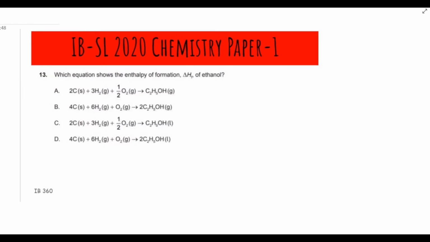In the next question, we need to identify the enthalpy of formation reaction of ethanol. For any enthalpy of formation reaction, only one mole, or only one molecule, of product should be formed. So by that logic, option B and option D won't be correct. It would be either A or C. And also for enthalpy of formation, the product should be formed in the same form as it is obtained naturally. Ethanol is obtained as a liquid. So option C is the correct answer to this question.